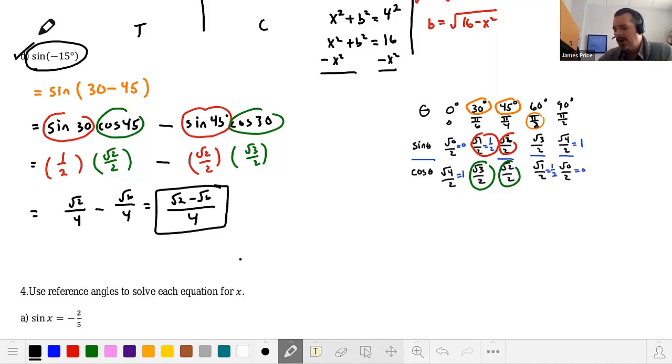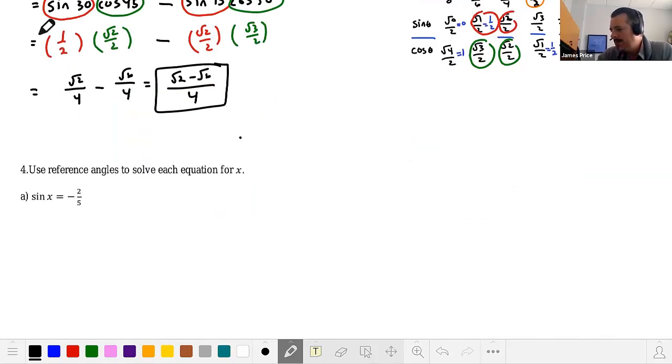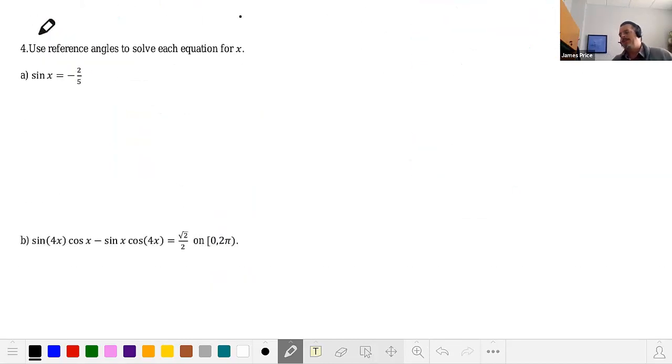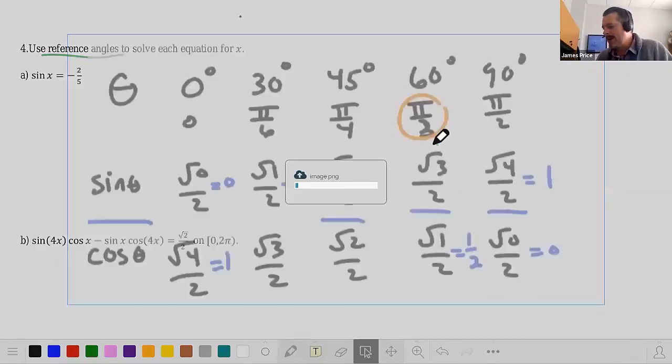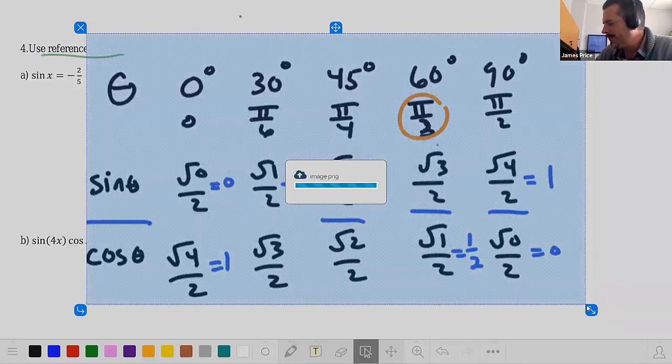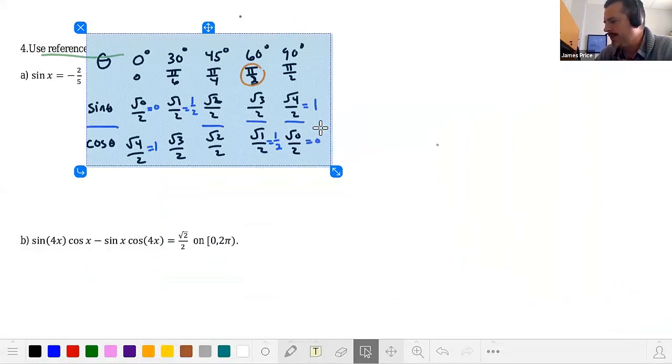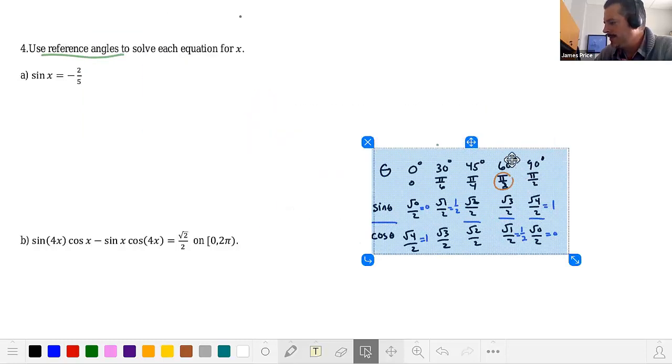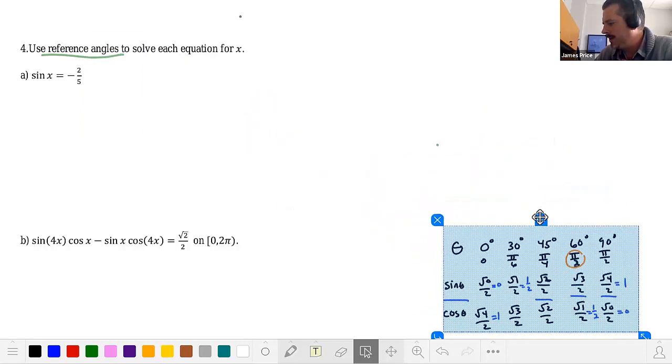All right, let's move on to some more problems here. So we have solving trigonometric equations. So these are always good problems. And it says use reference angles to solve for each equation for x. And so that means we have to use reference angles. But basically, you have to draw the picture. And so down here, I'm actually going to bring back that reference table again, because when you solve these, sometimes you can use the reference table and sometimes you can't. So look at the reference table actually right down here.